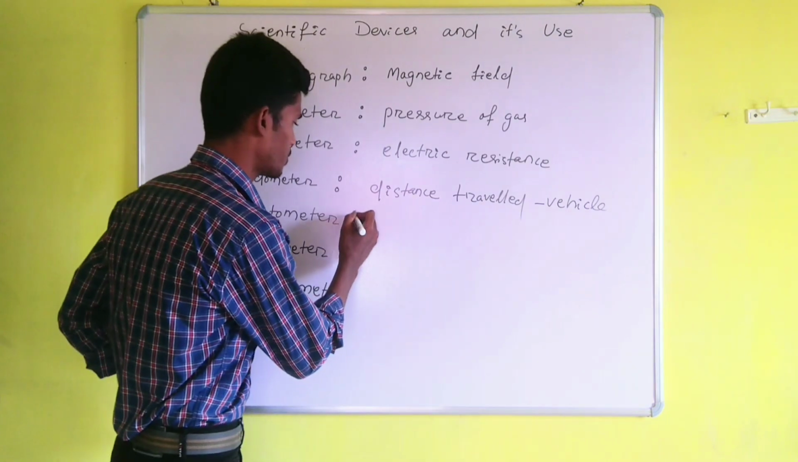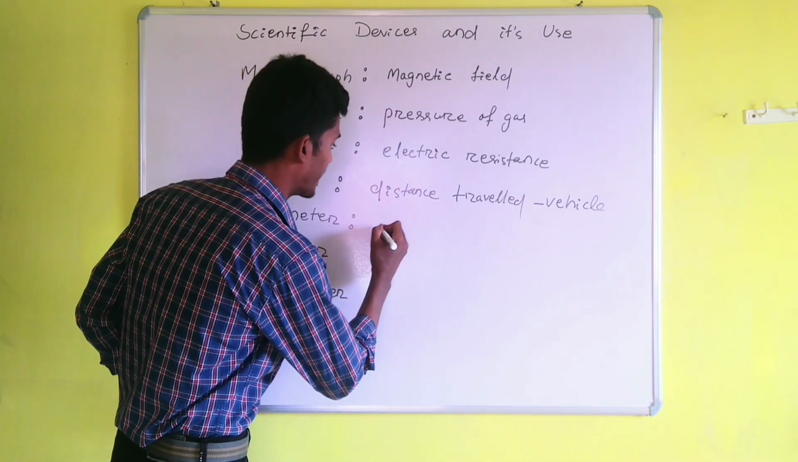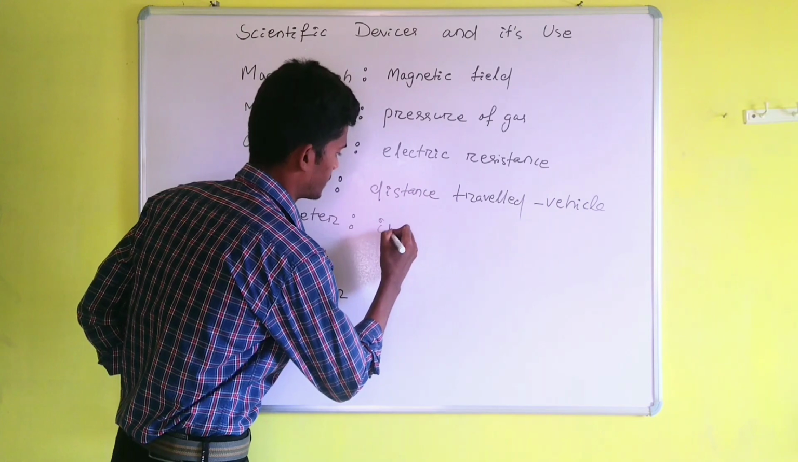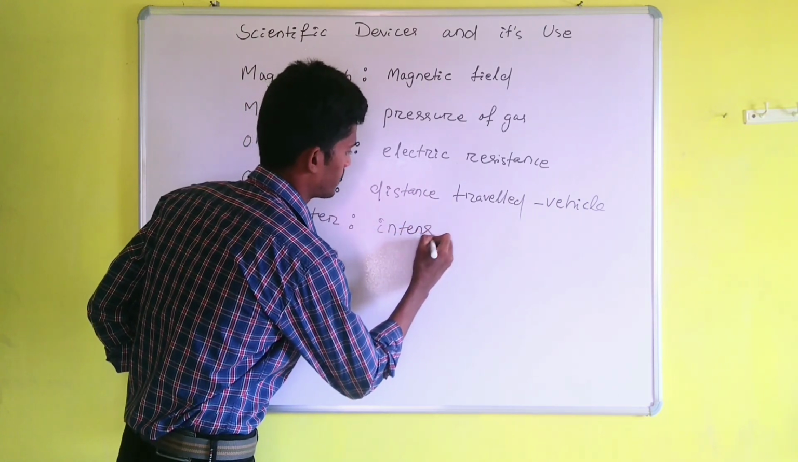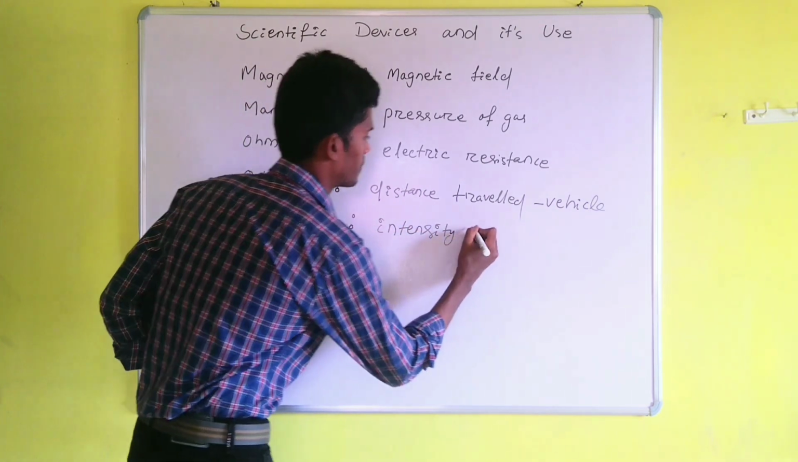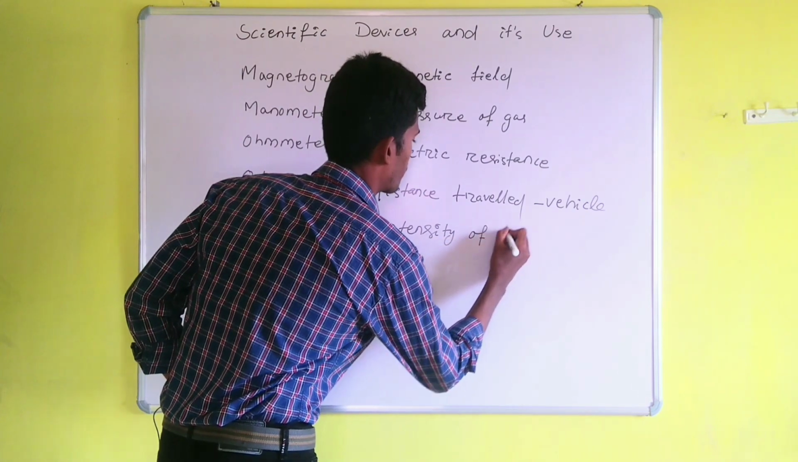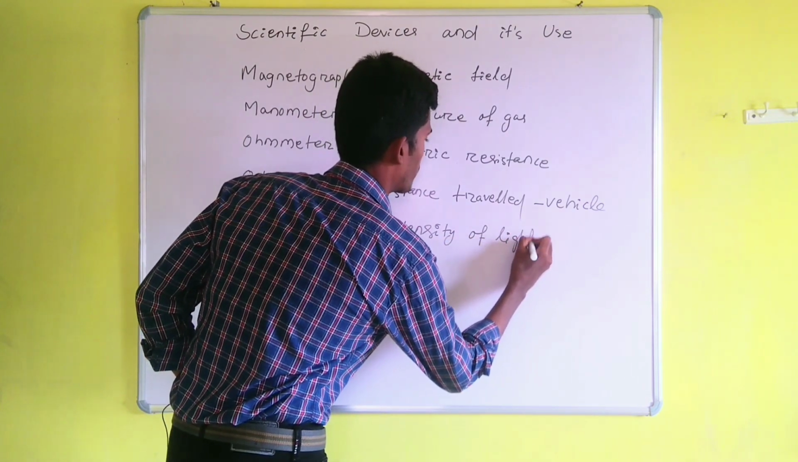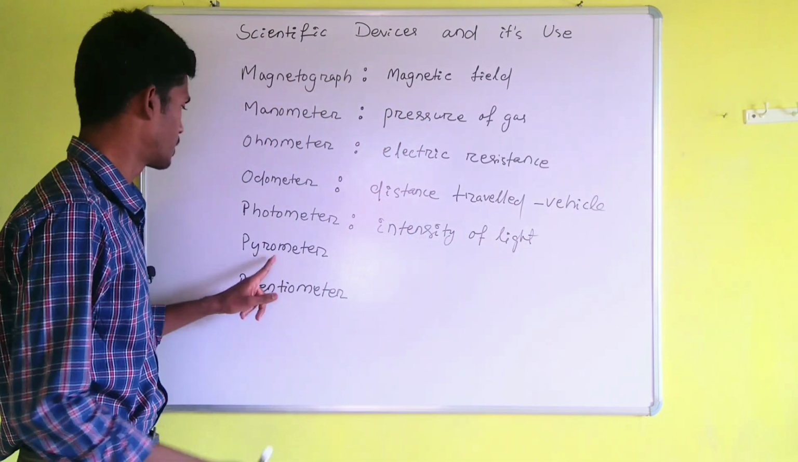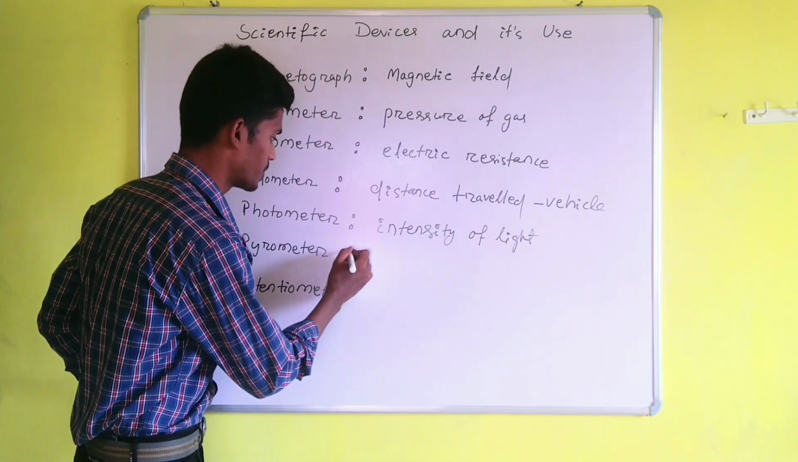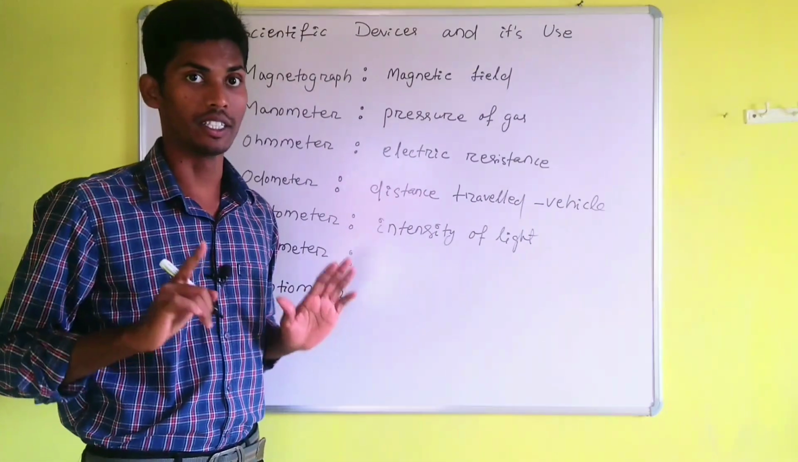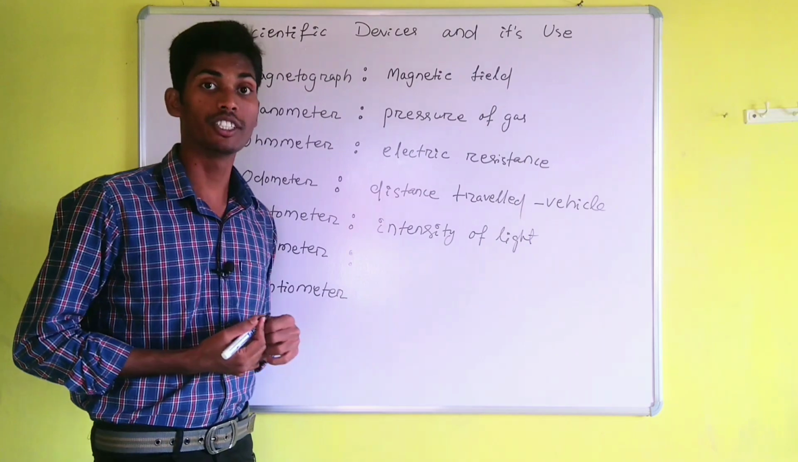Photometer is used to measure the intensity of light. Pyrometer is used to measure high temperature of distant objects.